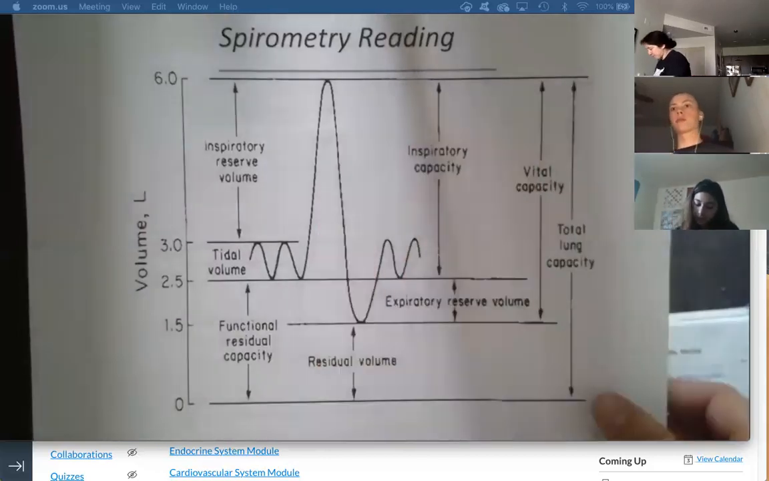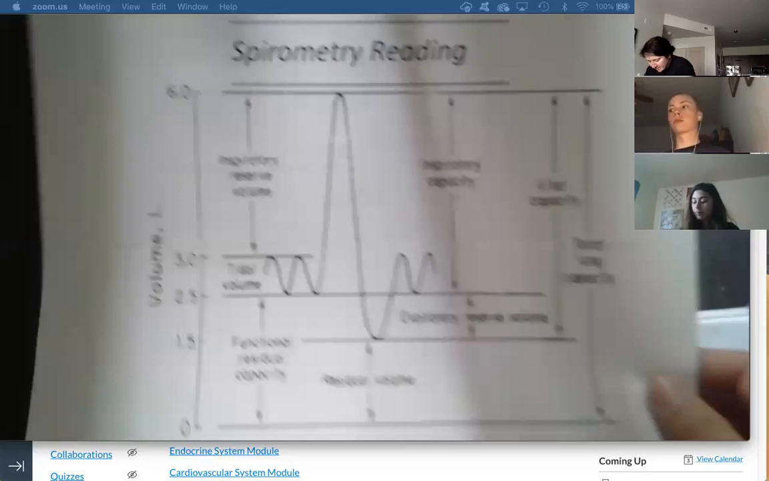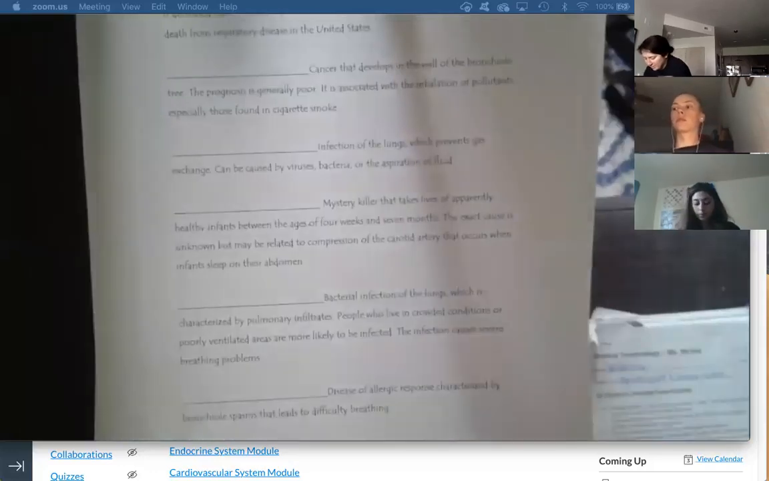All right. Two more things. We're going to talk about internal and external respiration, and then just a couple of conditions, and then we'll be done here.